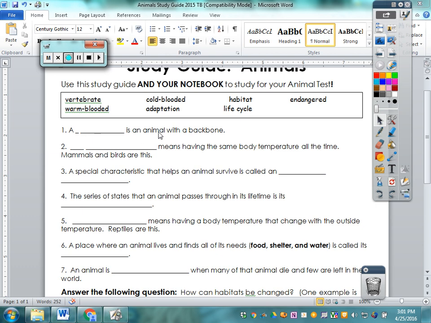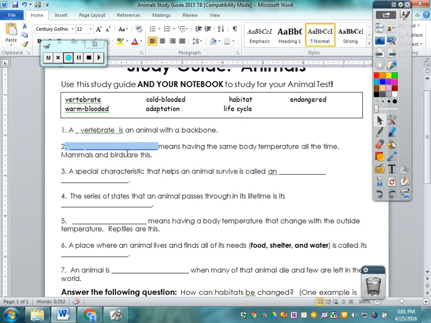A blank is an animal with a backbone, and we talked about this a good bit between differences of animals. So animals with backbones are vertebrates, animals without backbones are invertebrates. So of course we're going to type the word vertebrate here. And that's what you should have. And if I could type and spell, that would help. Okay, sorry about that.